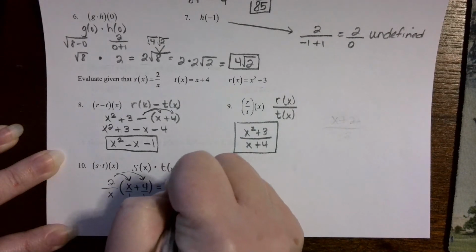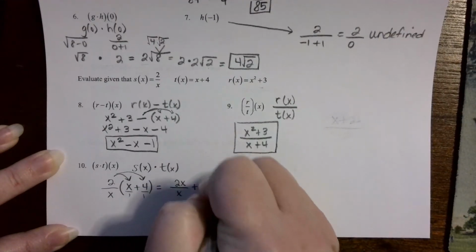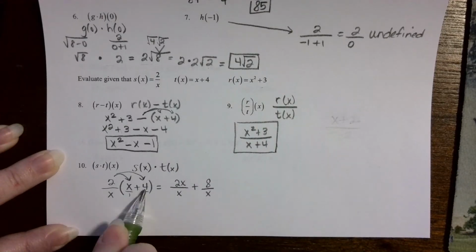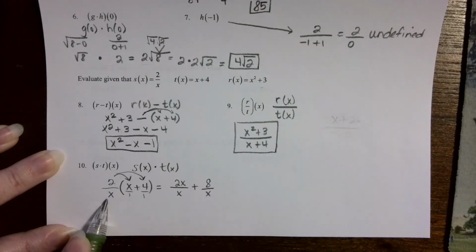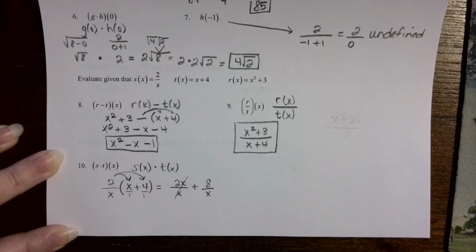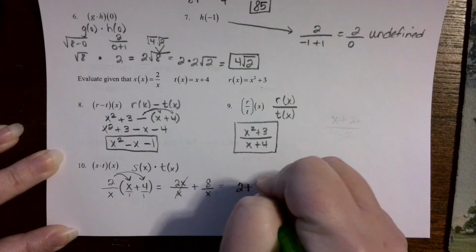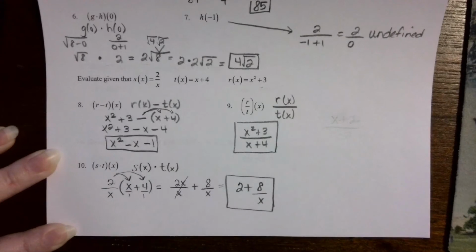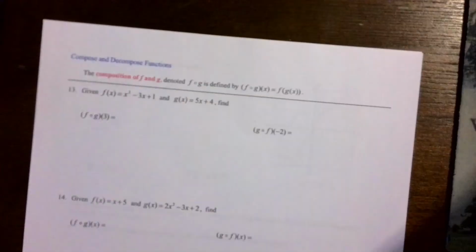So this becomes a 2x over x plus an 8 over x, because 2 times x is 2x, 2 times 4 is 8. X times 1 is x, x times 1 is x. Now, looking here, you can reduce those x's. They can cancel out because you don't have a plus or a minus going on. You just have multiplication. So your final answer is 2 plus 8 over x. So that finishes off page 2. And now we move on to page 3.